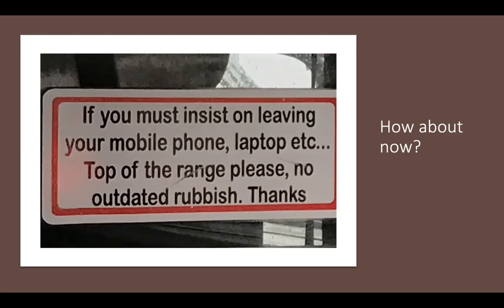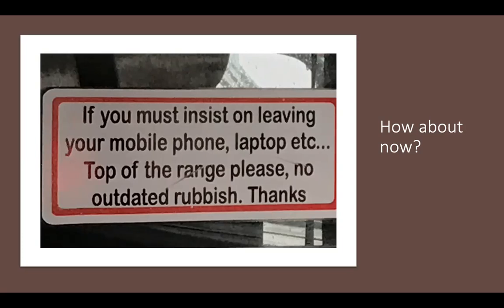Now, if it just said, don't forget to take all your belongings, I don't think it would be as effective as this. And honestly, when you sit in the cab, in the taxi, and you read this, the first thing you do is laugh, because top of the range means the best equipment, right? No outdated rubbish, not old cell phones or laptops, etc. And thanks. So this is, again, a use of language which is not conveyed by just looking at the grammar or looking at the vocabulary. It's the intention behind the sign.